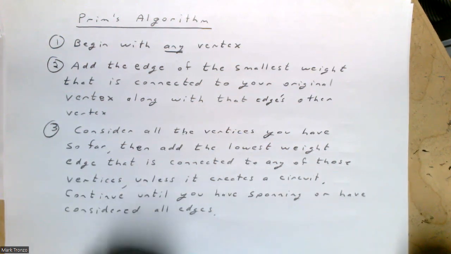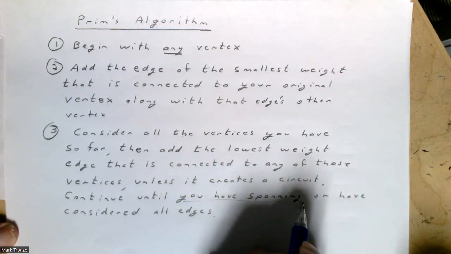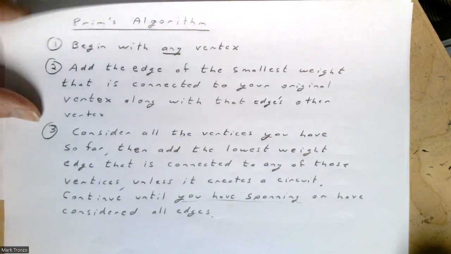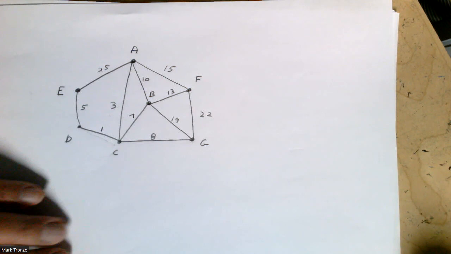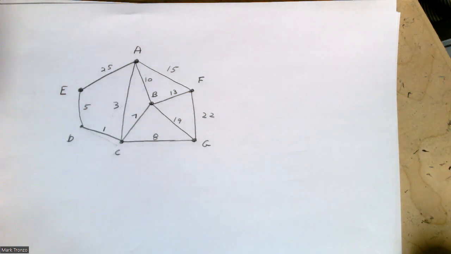Again, even on the last one, when we did Kruskal's, we could have stopped right when we saw that we had a spanning tree. And so that's an option that you have available. So again, let's go back to the same graph that we did for the last example for Kruskal's. And this time we're going to use Prim's algorithm to find the minimum spanning tree for this graph.